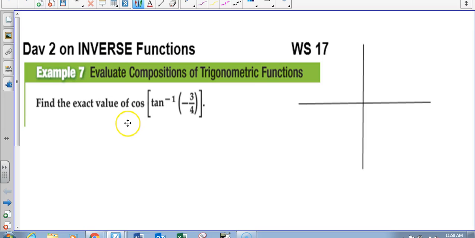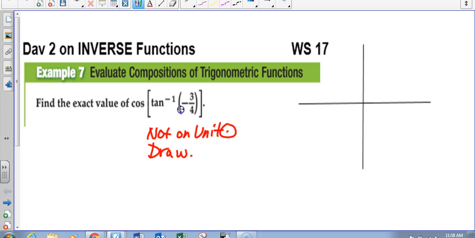This question is one where that's not on the unit circle anywhere, right? I'm not going to find a tangent of 3/4 on my unit circle. So you're going to have to draw this, okay? If it's not on the unit circle, you're probably going to have to draw. Now, this is an inverse tangent that's negative.